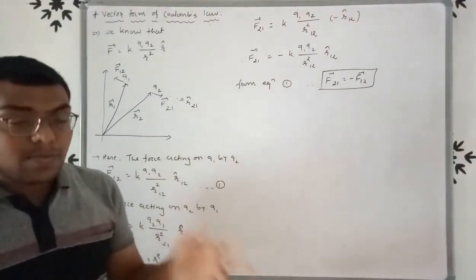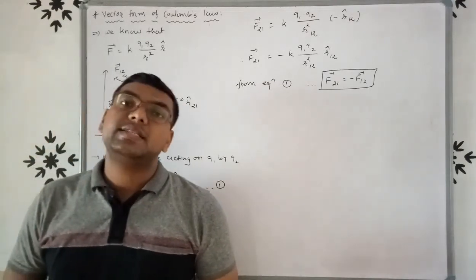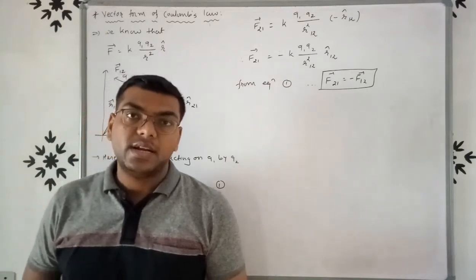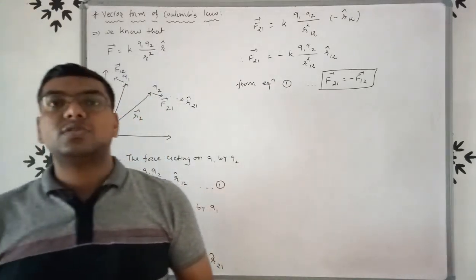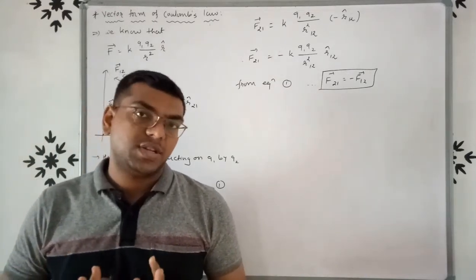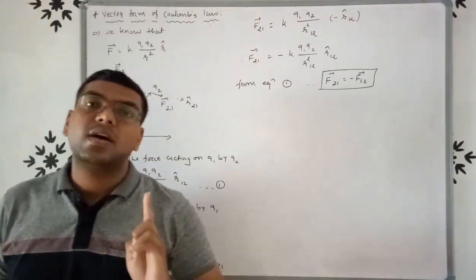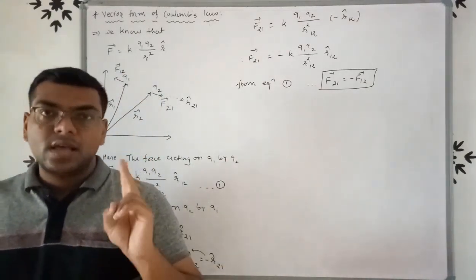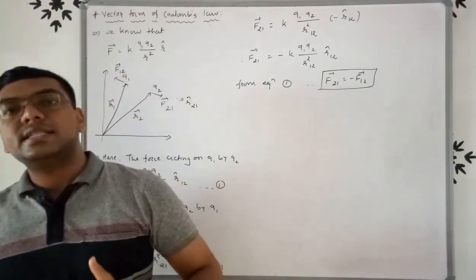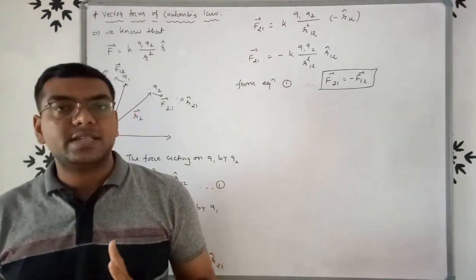Now there are some limitations of Coulomb's law. The first limitation is that there should be point charges, right? So in Coulomb's law point charges are a must. Limitation number 1, there should be point charges. Number 2, the point charges must be at rest. So this is the second limitation.